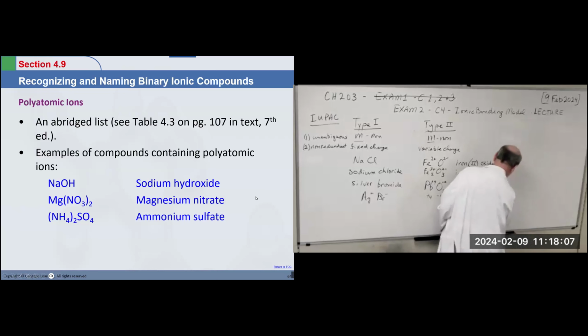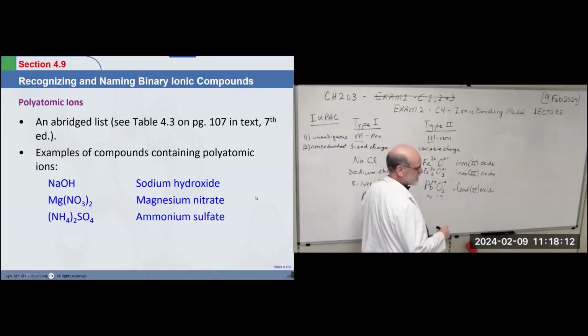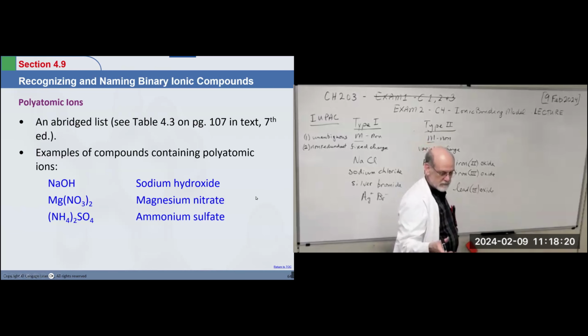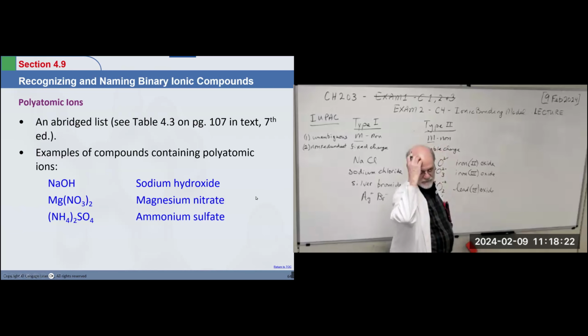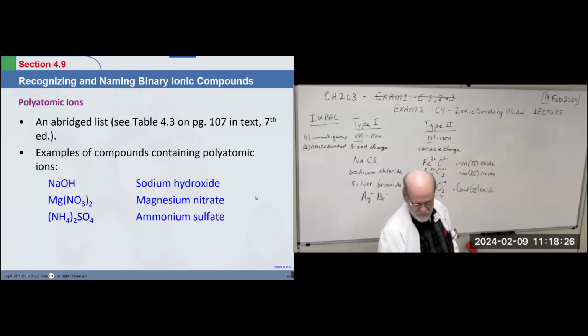And there's some others, like sulfate and sulfite. Sulfate's SO4, sulfite's SO3. Nitrate, what we showed you earlier, NO3 minus. Nitrite is NO2 minus. All right.